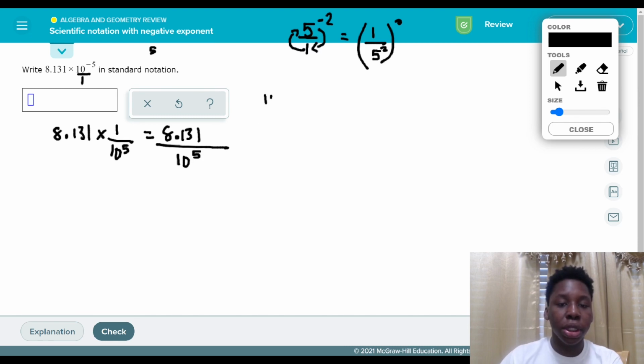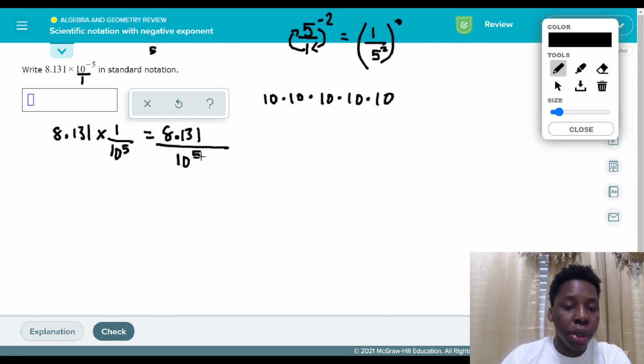It basically means 10 times 10 times 10 times 10 times 10. Okay, we're going to have to multiply 10 five times. That's what this exponent stuff means. Okay, so now I want to count the amount of zeros I'm going to be working with.